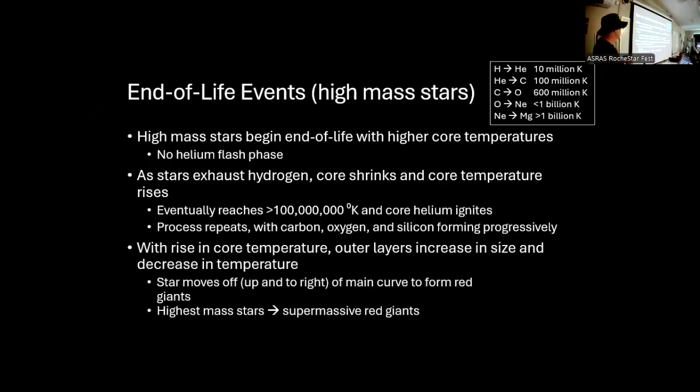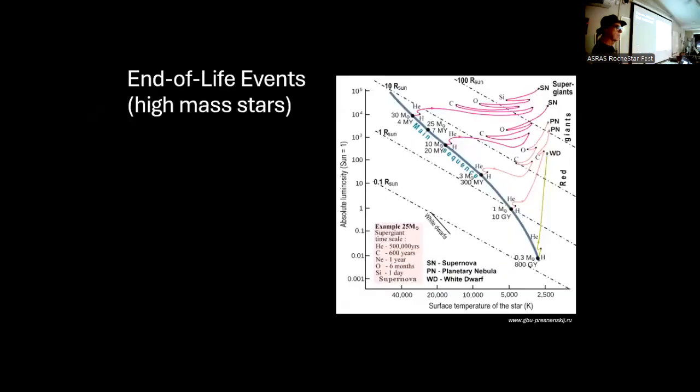So with the rise in core temperature, again, the outer layers increase in size and luminosity but decrease in temperature, and the star moves up and to the right of the main curve to form red giants. And the highest mass stars become supermassive red giants. So this is a little bit of a different diagram. We're going to be looking at these upper stars here.